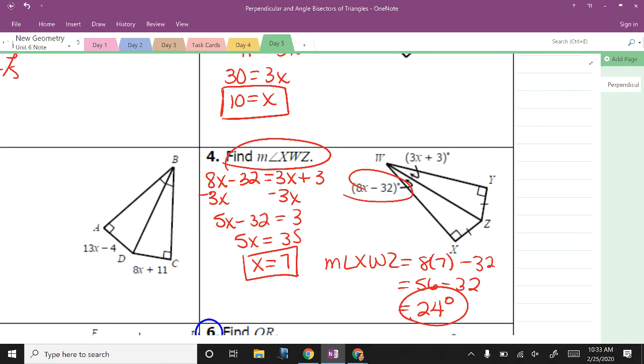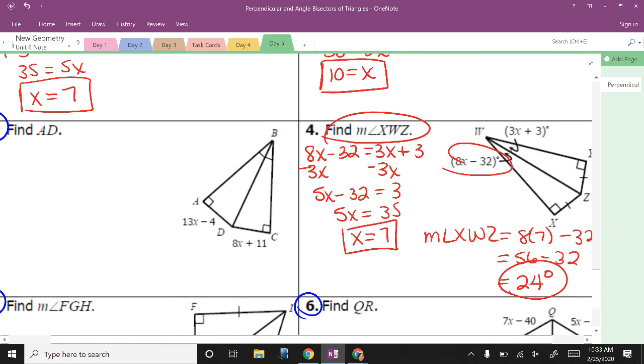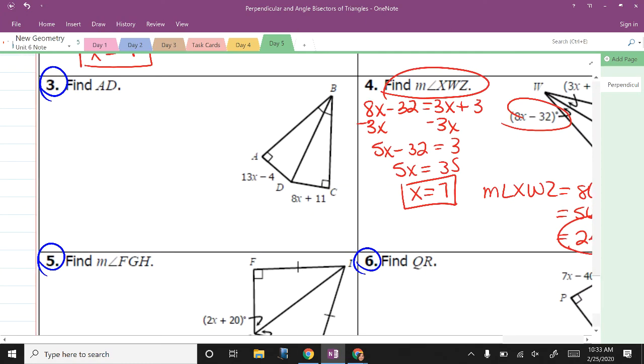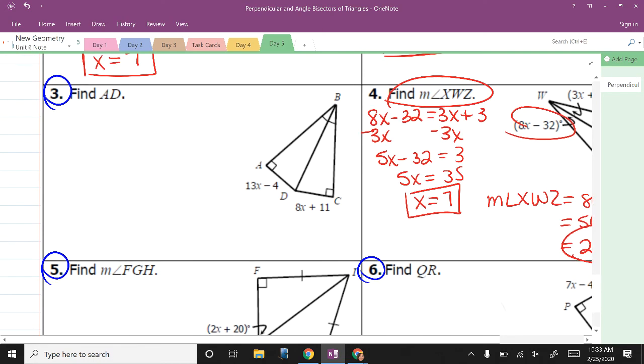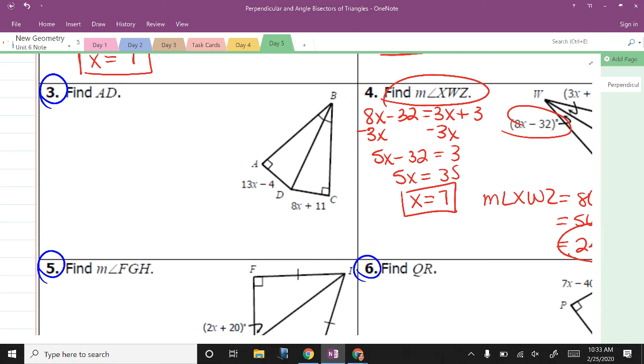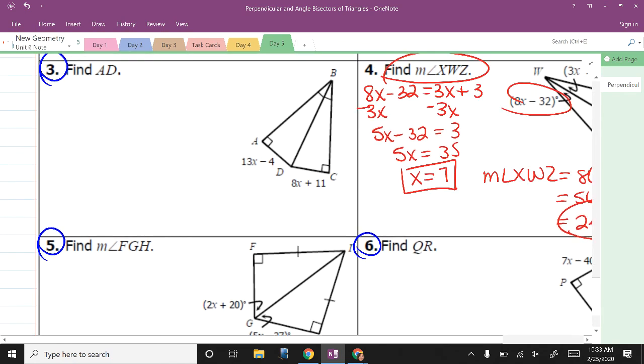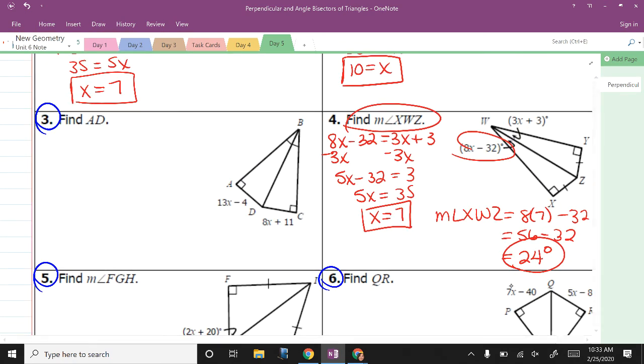Any questions about that? I want y'all to do 4, 5, and 6. Or 3, 5, and 6. Y'all try 3, 5, and 6. If you work ahead on your practice, you're going to get a book assignment to go with it.